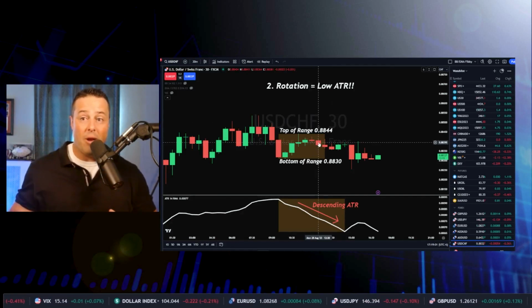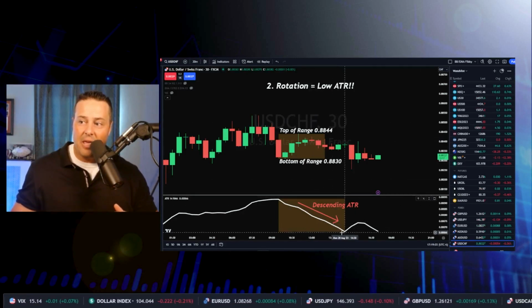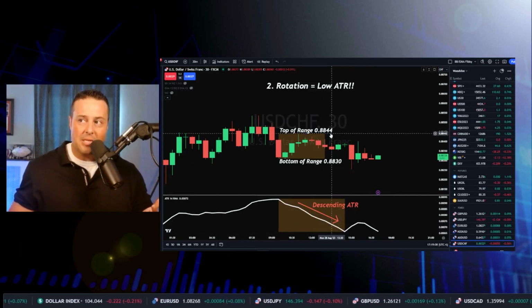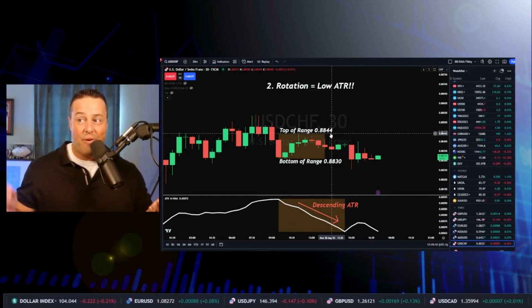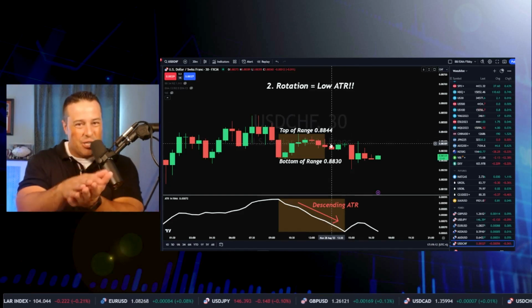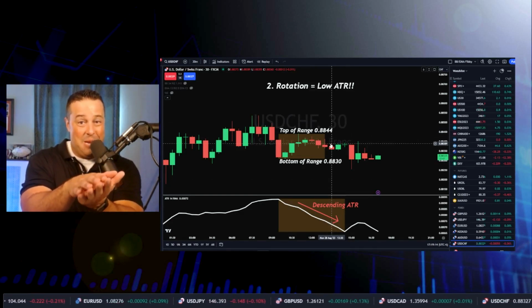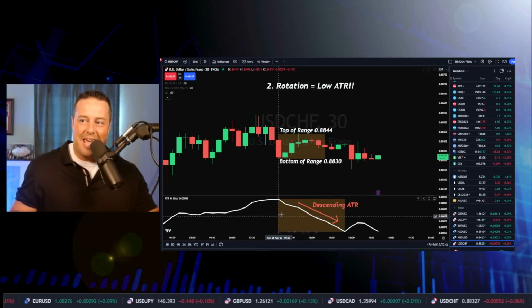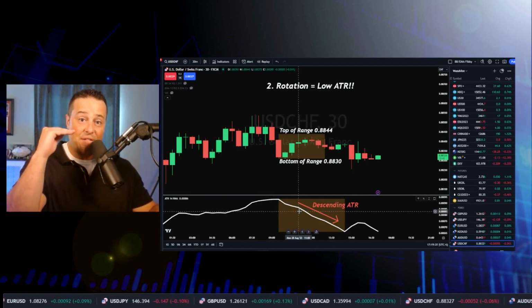Now, one thing I want to point out is everybody's saying, okay, well, there's a peak there, or excuse me, a trough there, and then a rebound. Well, yeah, but take a look at what your range is, 88.44 to 88.30. That's extremely tight. That's a 14 pip range on the 30-minute chart. That's extremely tight. So our descending ATR put us into a very flat market.